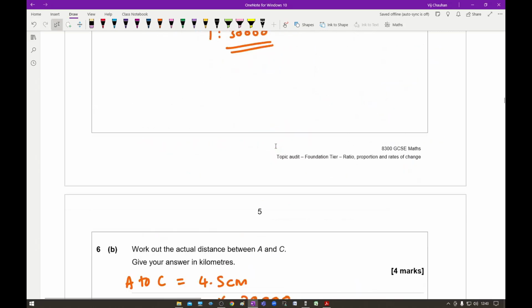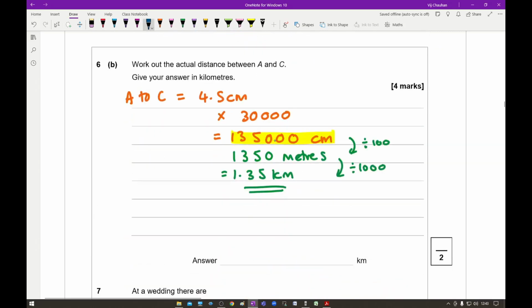But for B, they would accept any answers with working that are between 1.32 and 1.38 as an acceptable answer. But again, if you just measured it with a ruler and you're roughly getting 4.5 centimetres, then your answer should be relatively close to the one that you can see on your screen.